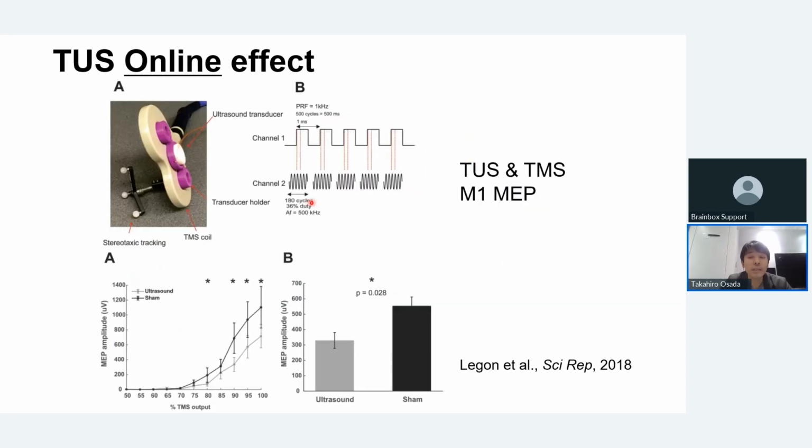This is also an interesting study by Wynn Legon. TUS and TMS were applied simultaneously, a concurrent stimulation. MEP caused by TMS was evaluated between the TUS condition and the sham condition. MEPs were suppressed during sonication by ultrasound.